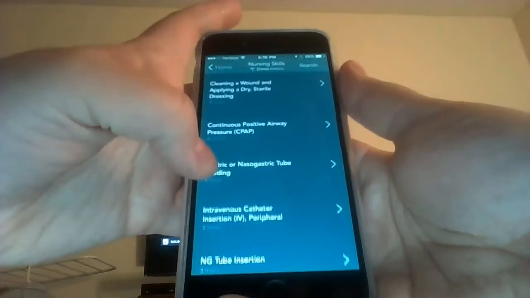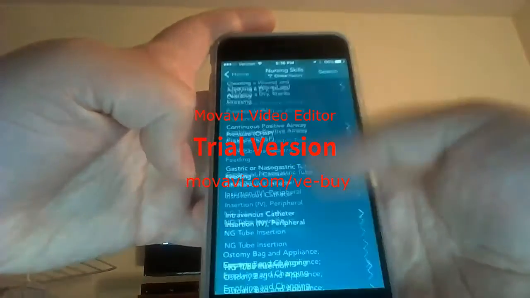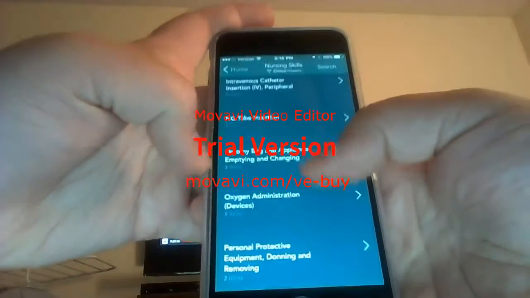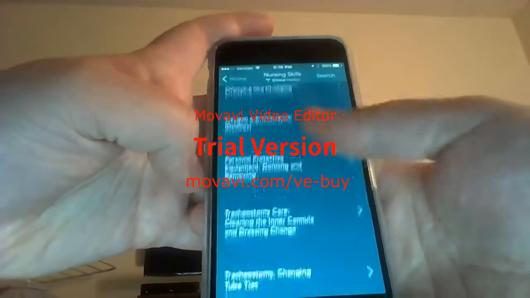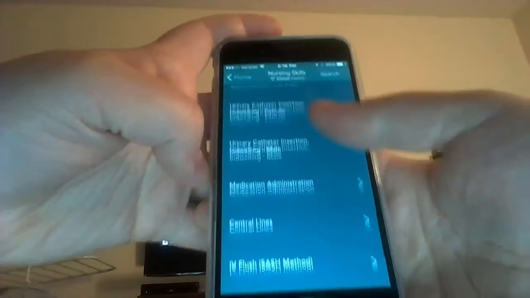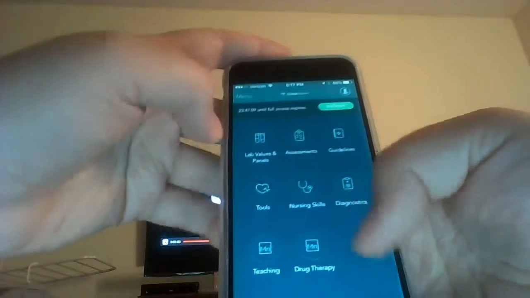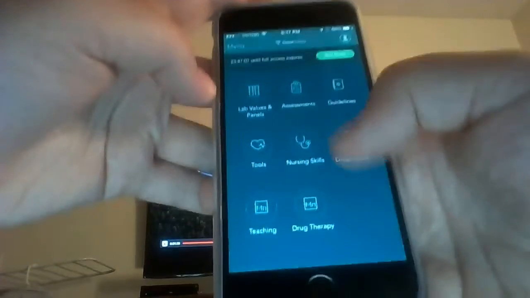And then there's plenty more. There was gastric and nasogastric tube feeding, NG tube insertion, ostomy bag appliance emptying and changing, tracheostomies, urinary catheter insertion and care, central lines, and every skill that anyone would ever need.